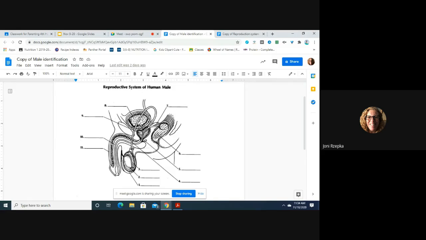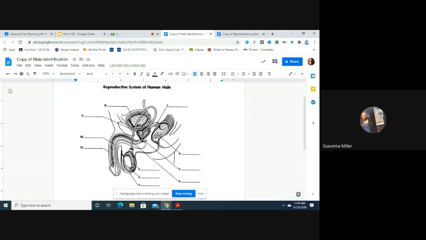What is this long tube that starts at the testicle and comes all the way up and around? What is that called? 2 words. Is it the fallopian tube? Nope, that's in the female. This is the male. Is it some other tube? Well, yes, but the word tube is not in it.